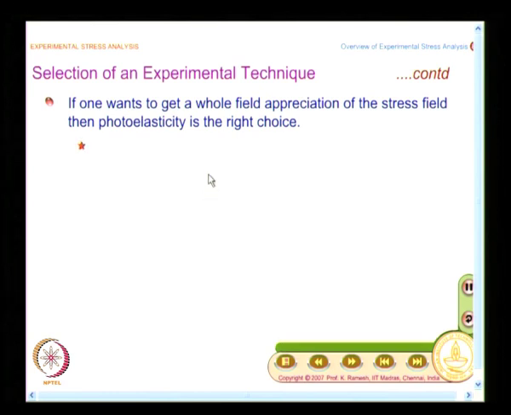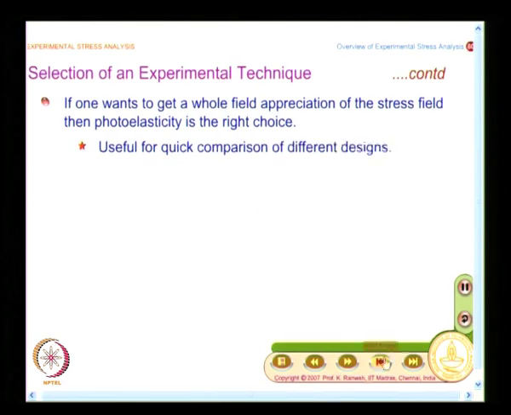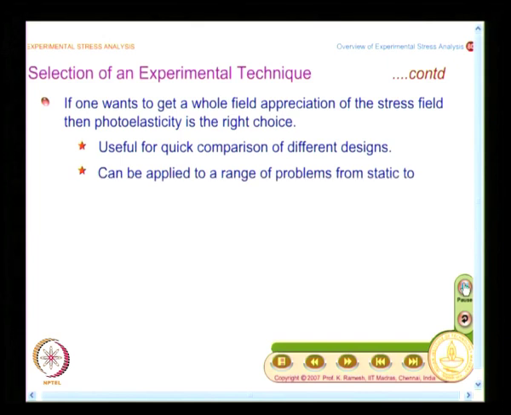Then what have we looked at first? We have also looked at in detail certain issues about using photoelasticity. Suppose I want whole field appreciation of the stress field, then photoelasticity is the right choice. We have seen for a stress concentration problem, plate with a hole, plate with an elliptical hole, and then you also saw a crack problem, and you also saw the spanner in different designs. So, when I want to know what happens on the entire field, with photoelasticity you will be able to do it quickly.